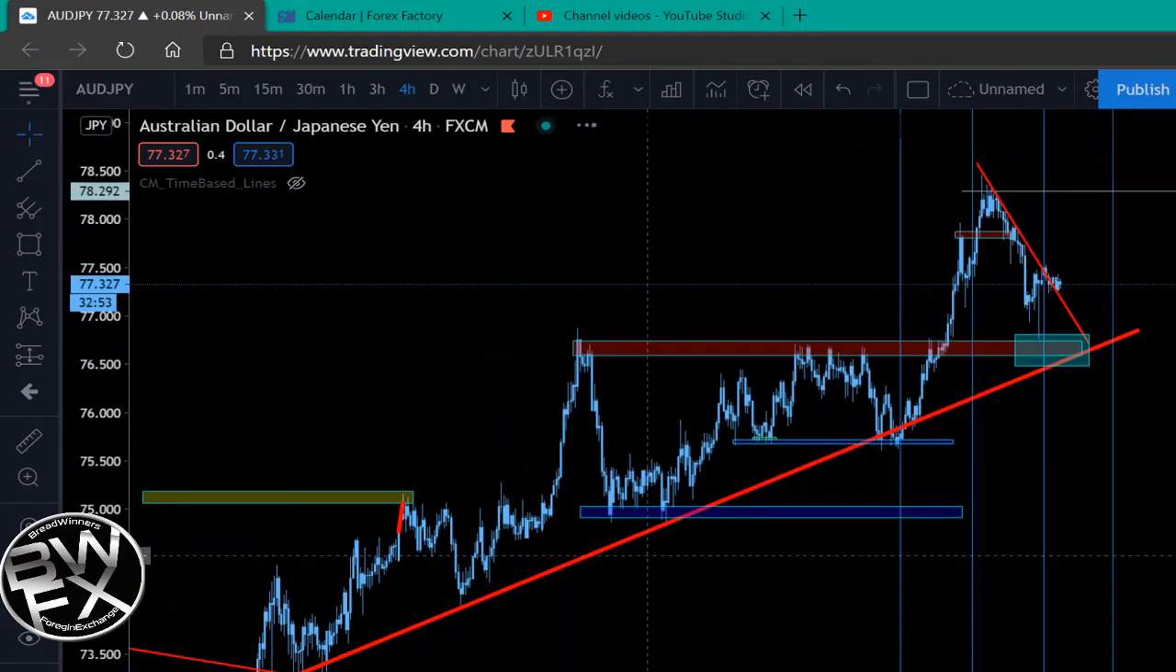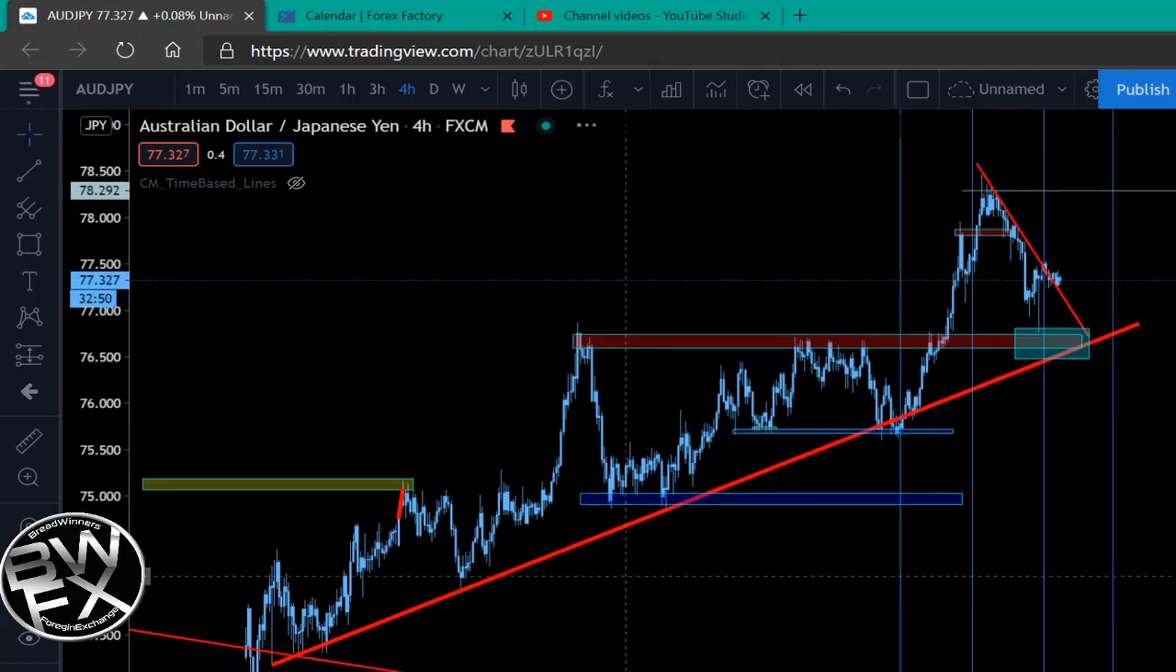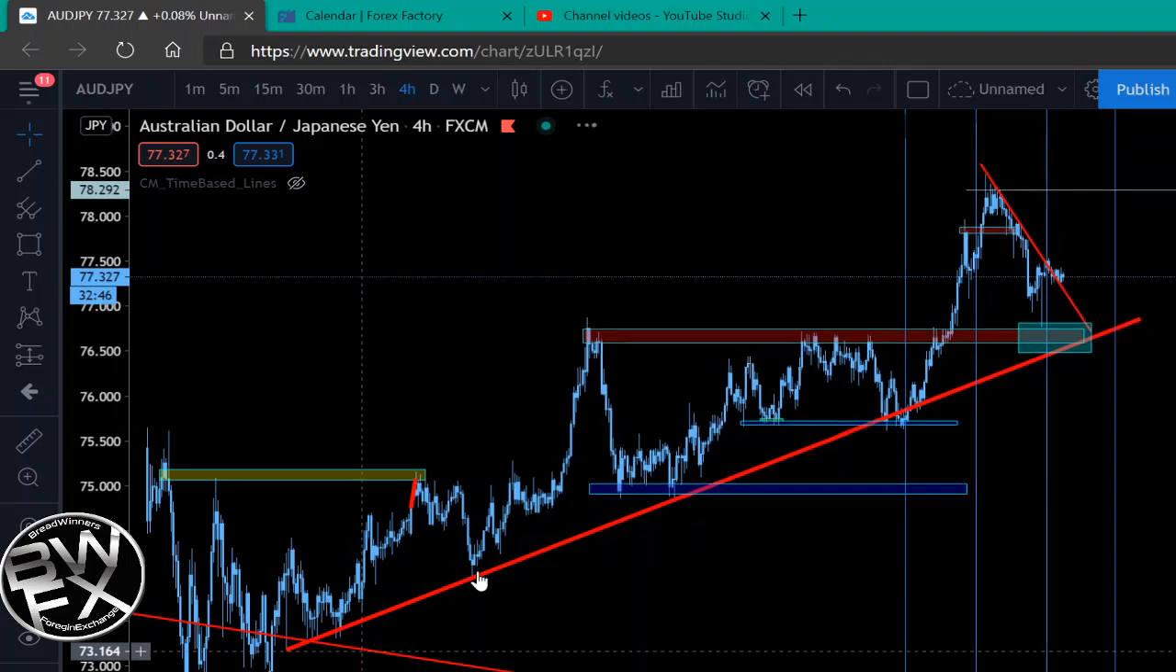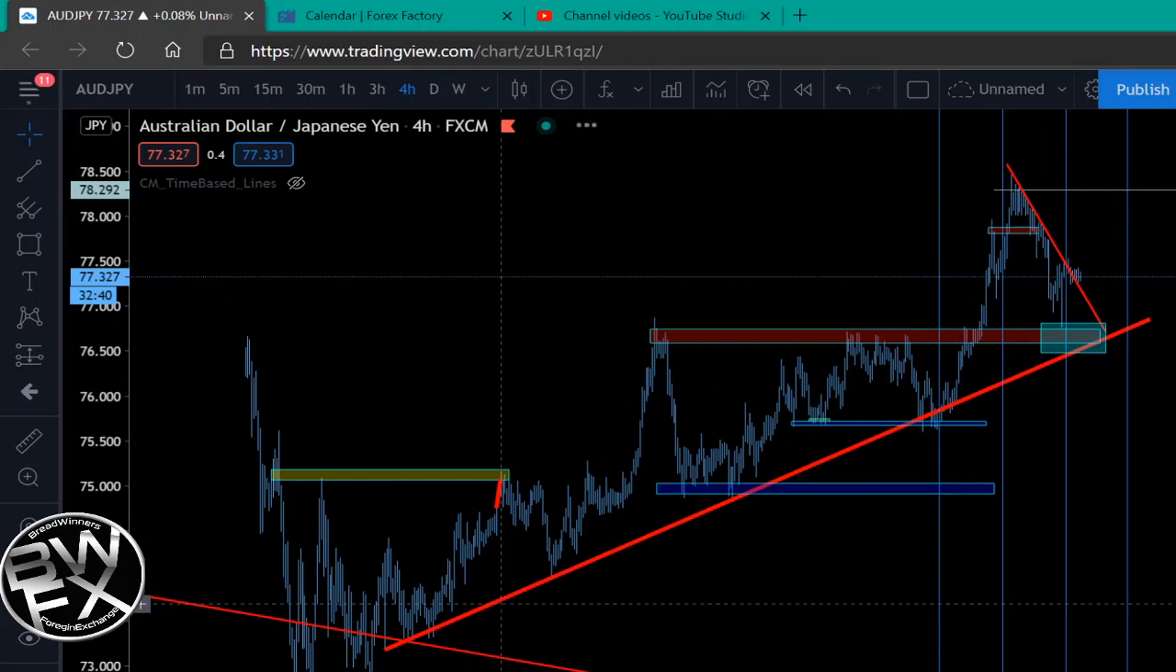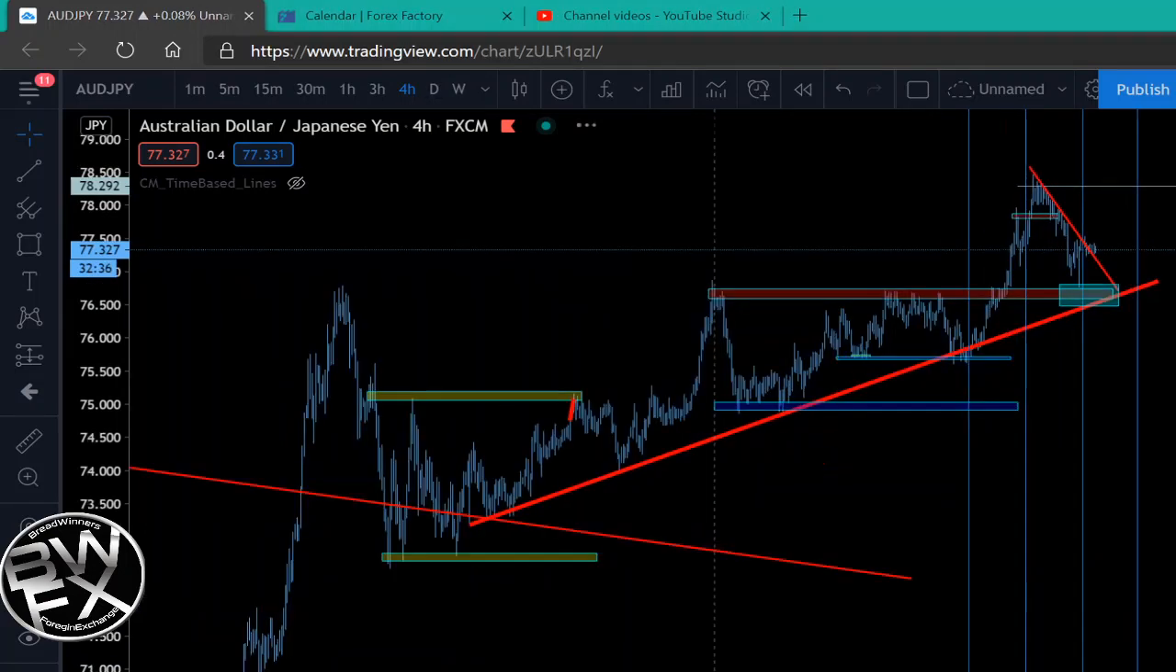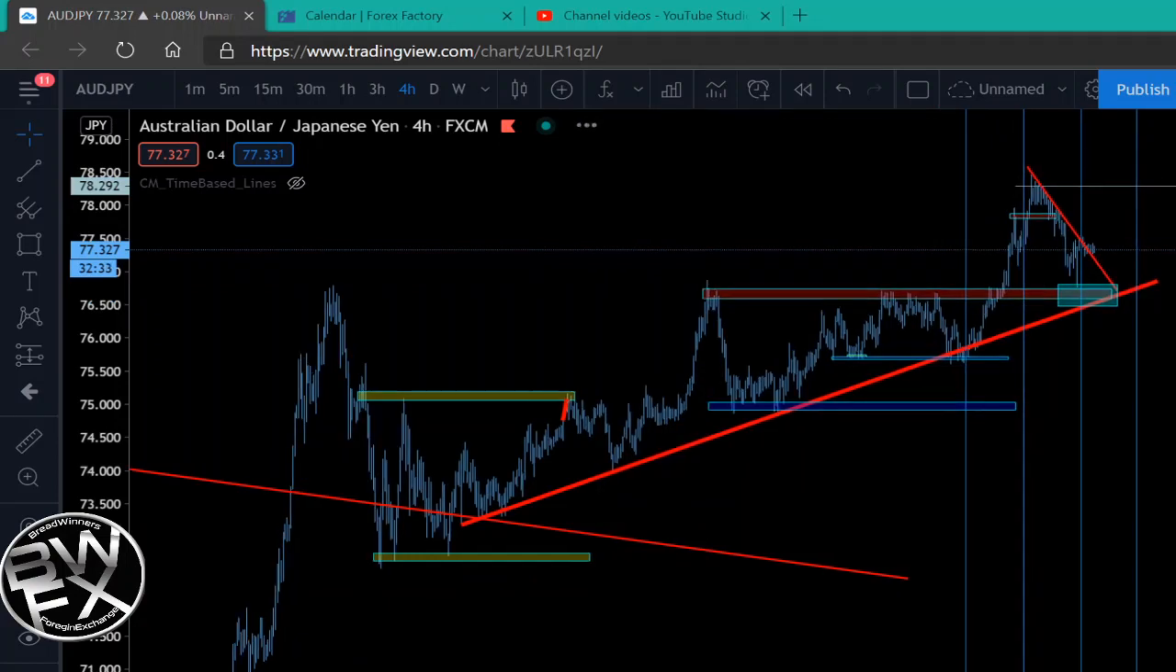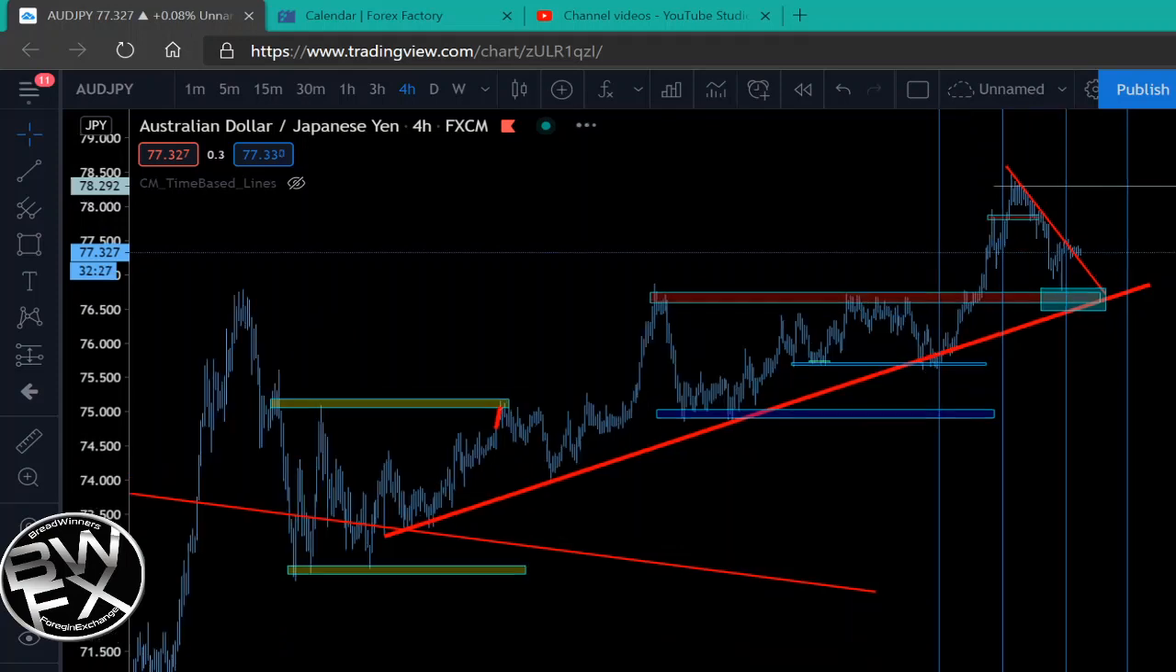The bigger time frames help us see what the structure actually is. We may use smaller time frames for more accurate entry points. But to begin the week and for a weekly outlook, we want to look at either the 4 hour or the daily to see what the structure is.